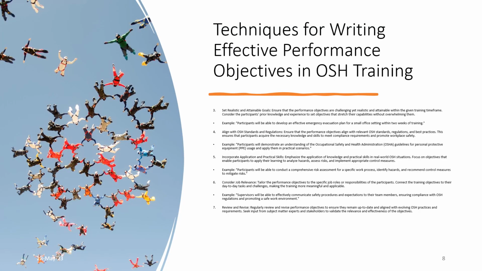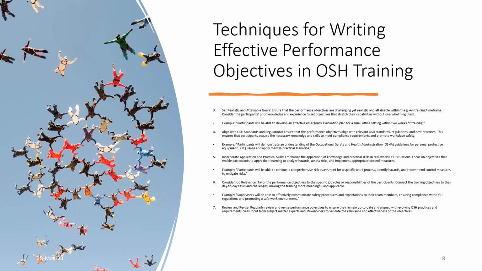Next, techniques for writing performance objectives also need to ensure we set realistic and attainable goals. For example, participants will be able to develop an effective emergency evacuation plan for a small office setting within 2 weeks of training. So here, we set a realistic timeline, or realistic goals, that the audience or the trainee should be able to achieve at the end of the day.